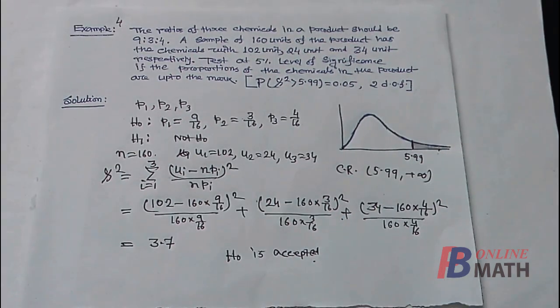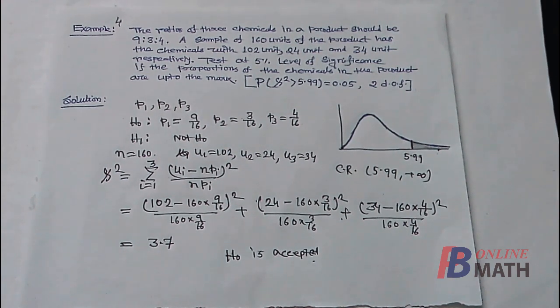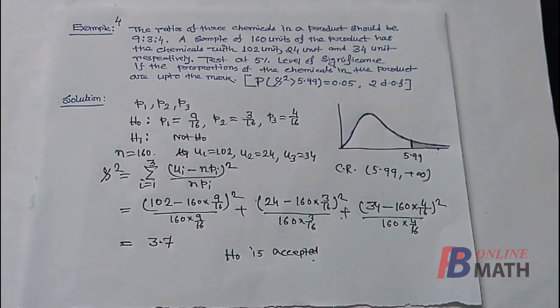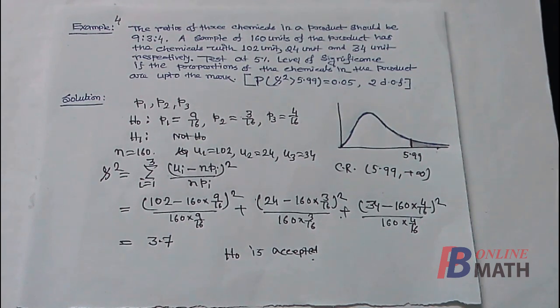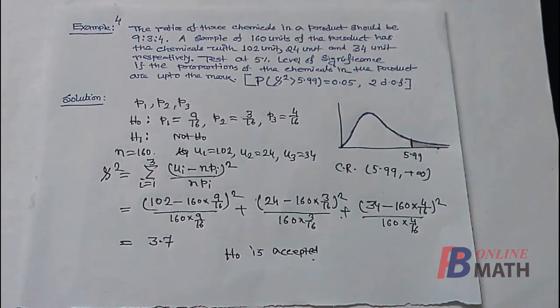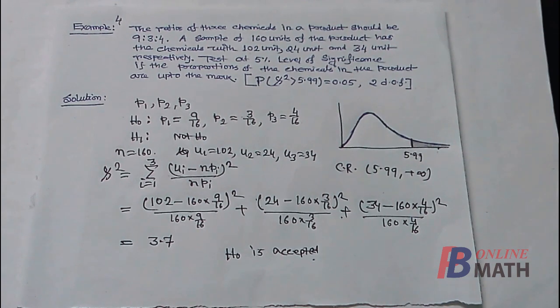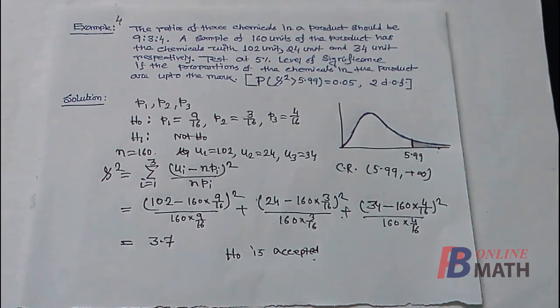Now one very similar type of problem that frequently occurs in testing of hypothesis is this: suppose a dice is thrown 100 times and it is found that out of these 100 times 1 has occurred, 15 times 2 has occurred, 30 times 3 has occurred, 12 times, etc., and it is asked to test whether the dice is fair or not. So these types of problems can be solved by using this statistic.